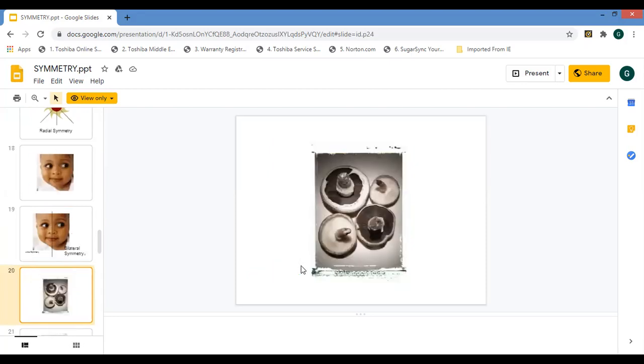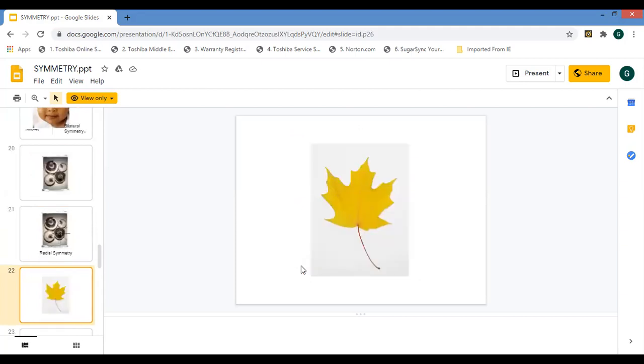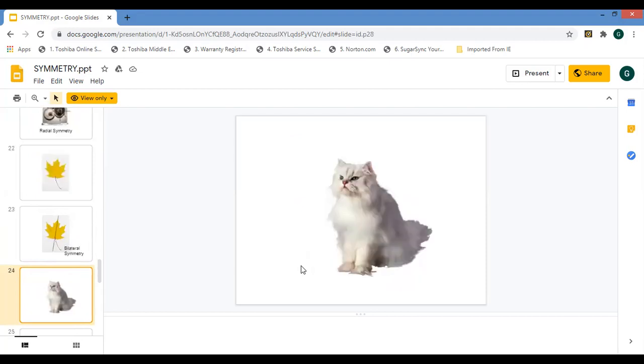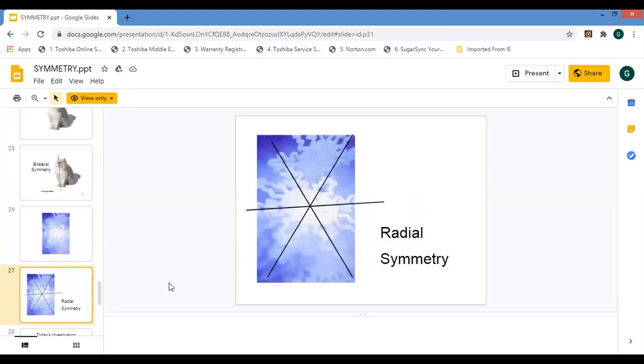Mushrooms are an example of radial symmetry. A leaf is bilateral symmetry because we can cut it into two halves; more than that, we cannot do. A cat is made by nature. It's natural. So it is also bilateral symmetry. We can cut it in half and each side will resemble the other.